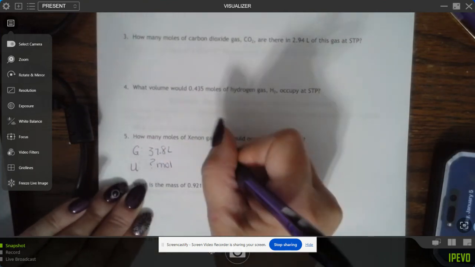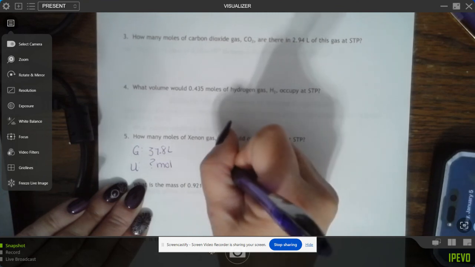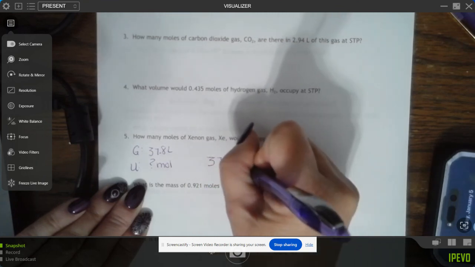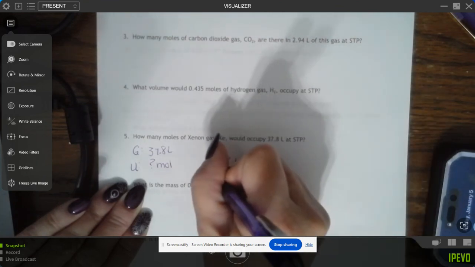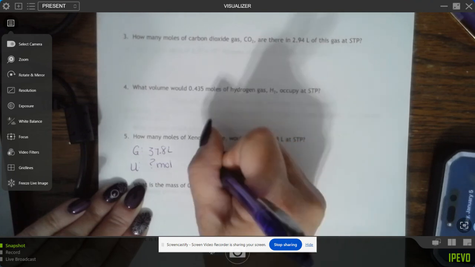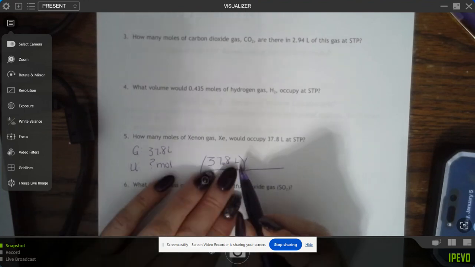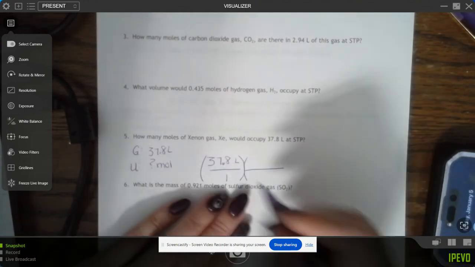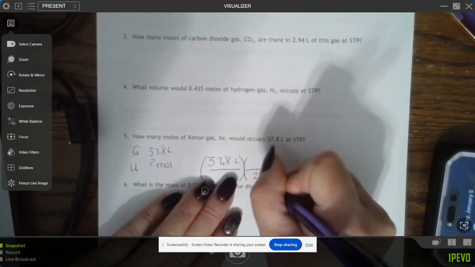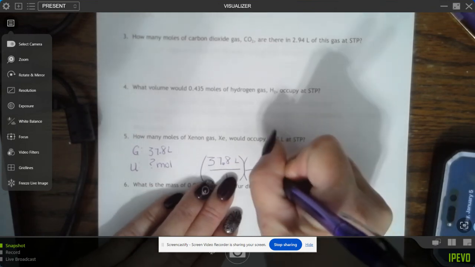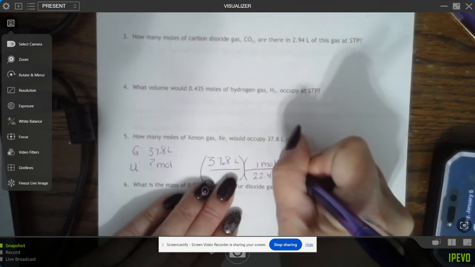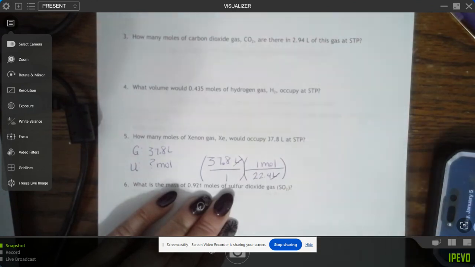So I'm going to start with what I have given, 37.8 liters over 1. And then this one, I only need one conversion because I'm going from liters to moles. So I know that 22.4 liters is equal to 1 mole. Liters cancels out, leaves me with moles.